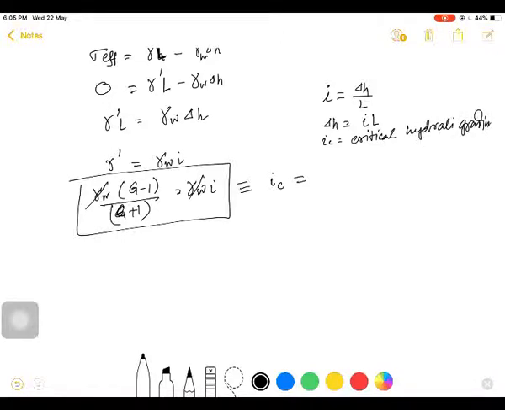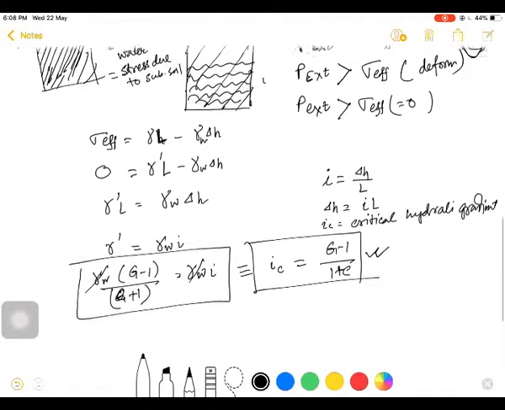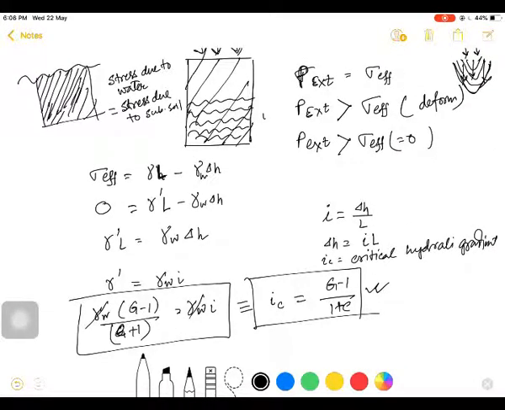Okay, so IC is (G minus 1) over (1 plus e). Those who are in diploma or BTech, they have some math from this formula. Okay, so in quicksand condition, the gradient we get is known as the hydraulic gradient. So what should we do?